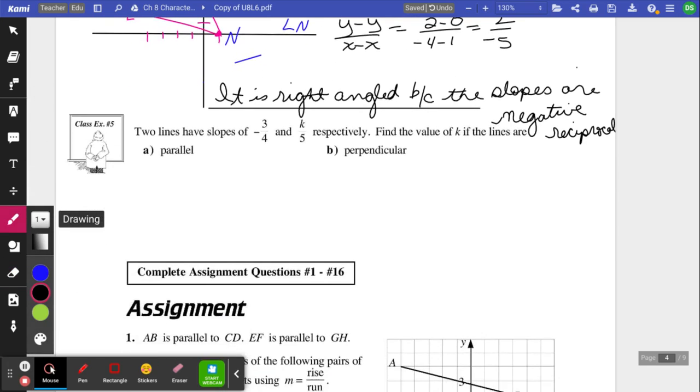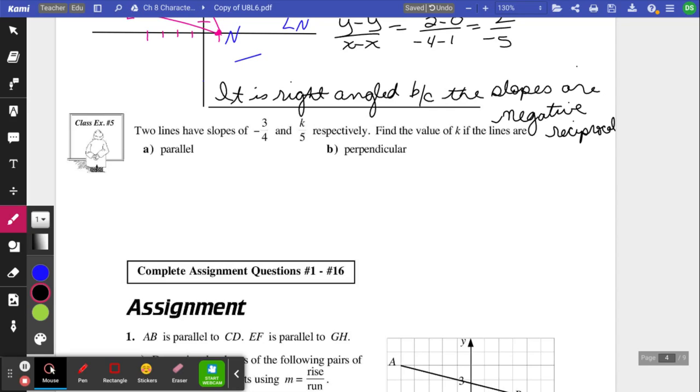You can get to work. Last question. Every time I say slope, what do you say? Y minus y over x minus x. Joey, every time I say slope, what are you going to say to me? Y minus y over x minus x.